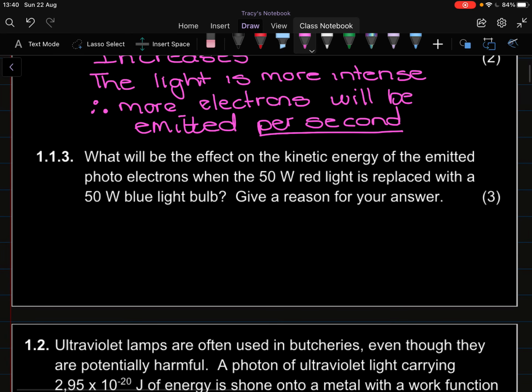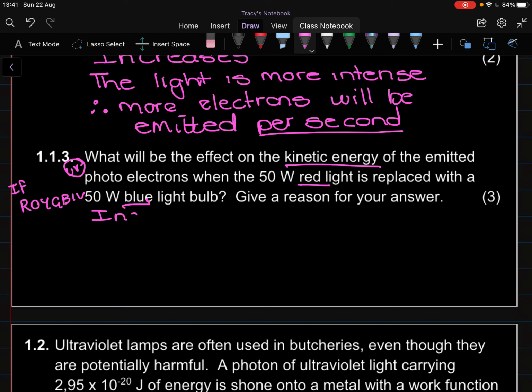Then, what will be the effect on the kinetic energy of the emitted photoelectrons if the 50-watt red light is replaced by blue light? Okay, so now we've got to decide whether we are increasing the frequency or not. By going from red to blue, we're changing frequency. The colors of the rainbow are red, orange, yellow, green, blue, indigo, violet. I remember this in that infrared comes before red, ultraviolet comes after the violet, and ultraviolet has a bigger frequency than infrared. So, by going from red to blue, we're increasing the frequency. If we increase the frequency, the light has more energy. And if the light has more energy, then the kinetic energy will be greater.